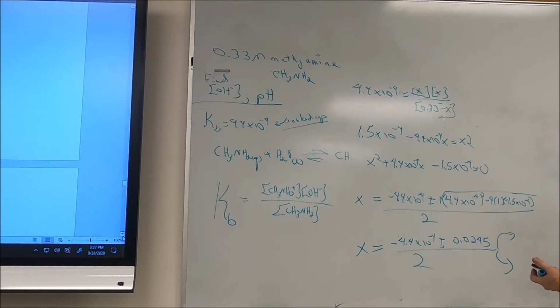So 0.0245 minus 4.4 times 10 to the minus 4, divided by 2. One solution is 0.012. And the other one is a minus 0.013. A negative x can't happen. We can't have a negative concentration. So that one's out. This is our answer.